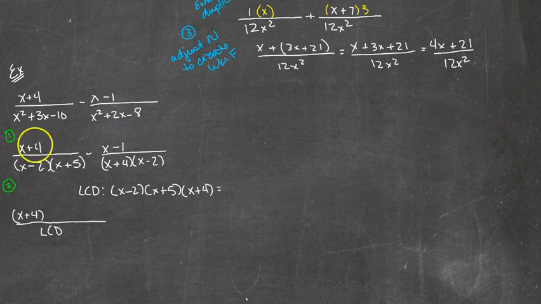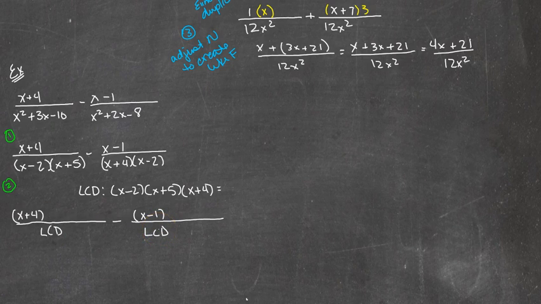So I have the first fraction numerator over our new lowest common denominator minus our second fraction, x minus 1, over our LCD, right? Because that's the whole goal here, is to make them like fractions. So now they're both alike because they have the same lowest common denominator.